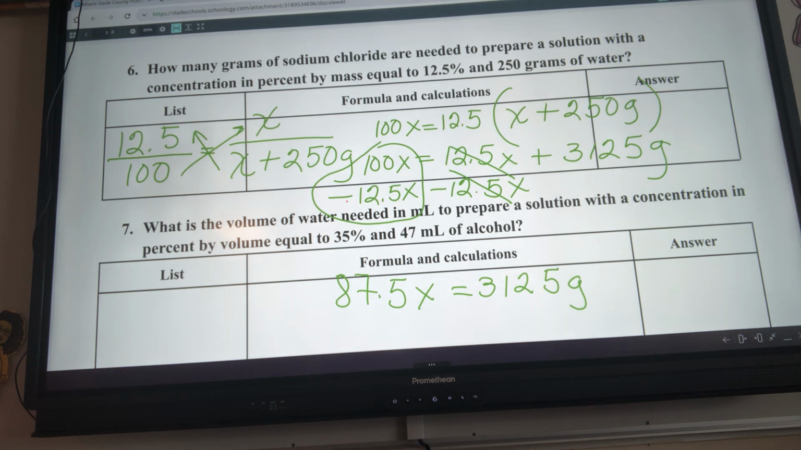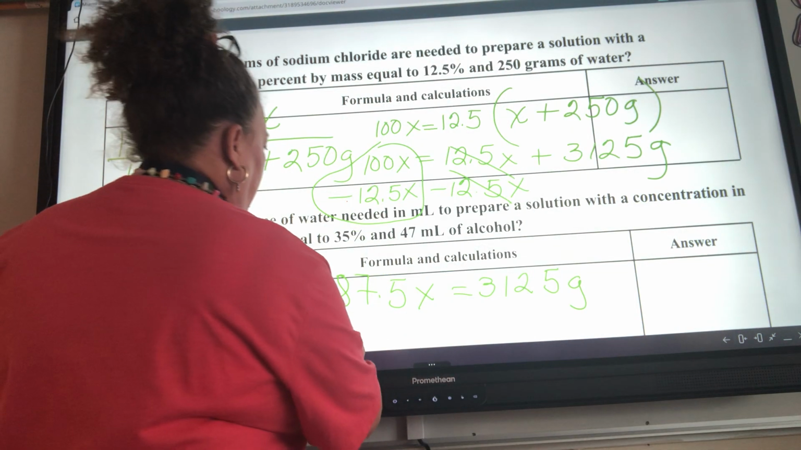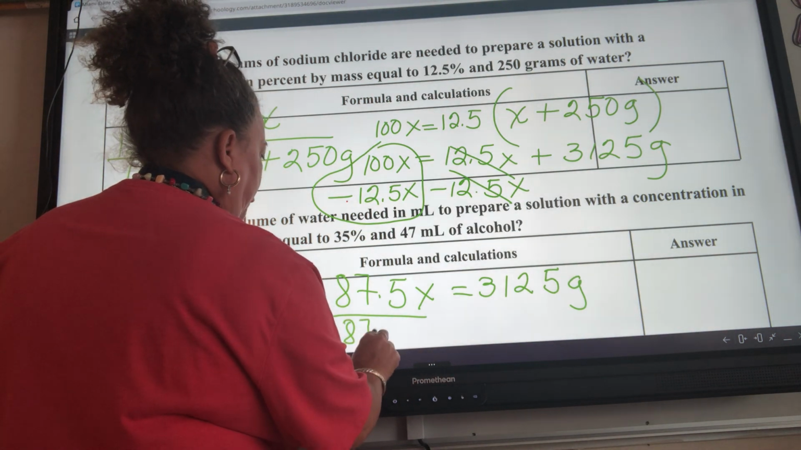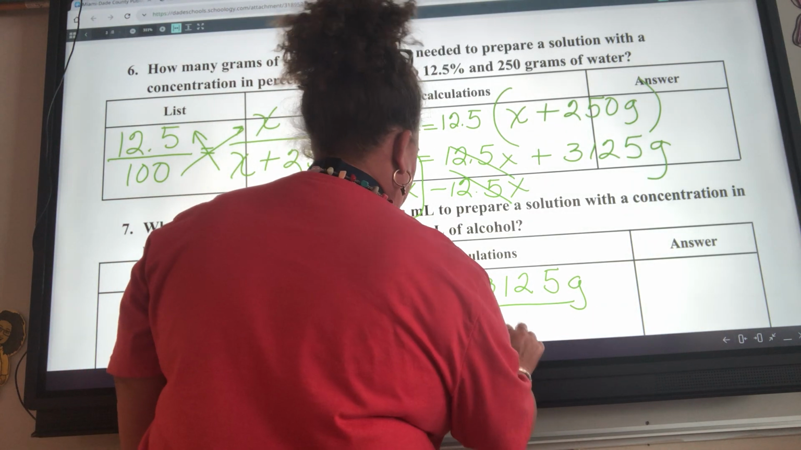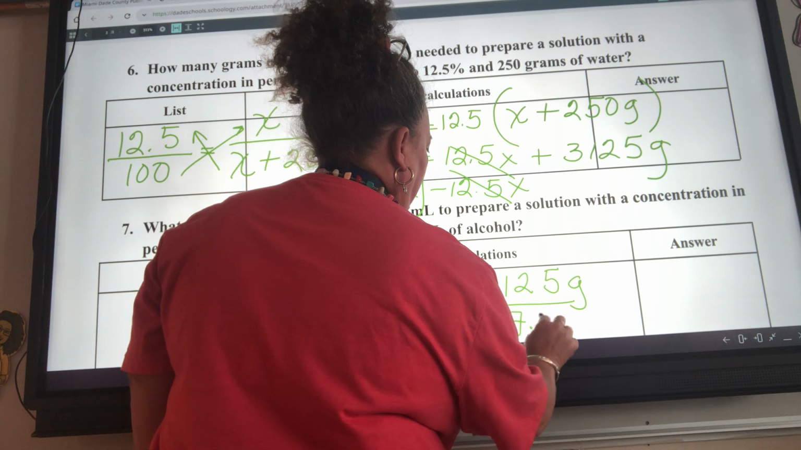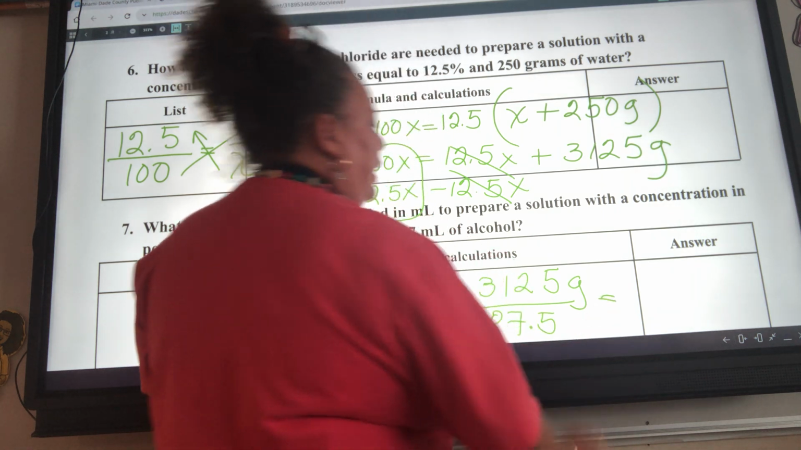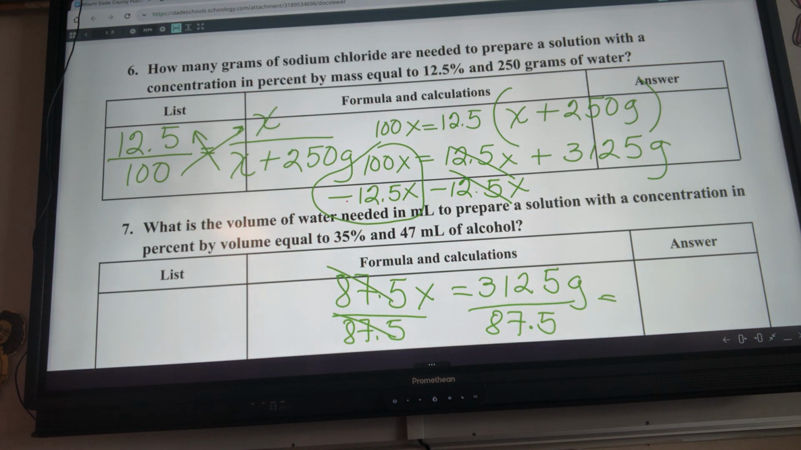X, the x isolated. What is affecting the x? The 87.5, right? What is the 87.5 doing to the x? What is the opposite? There you go. You know how to do that, Carlos. Division, and I'm going to divide. Calculator. 3,125 divided by 87.5. ¿Cuánto es eso?